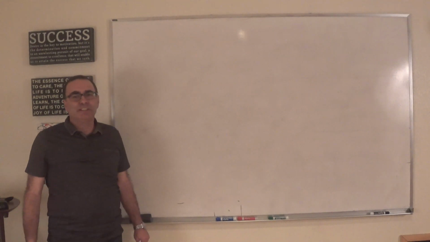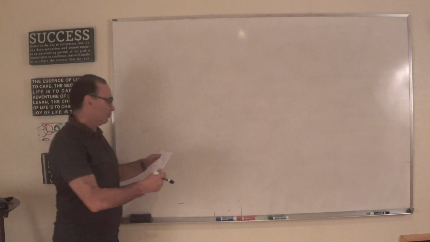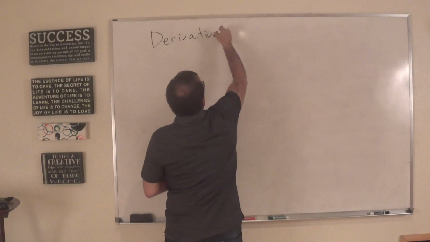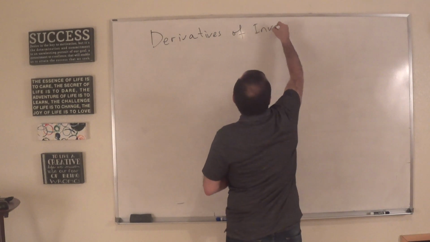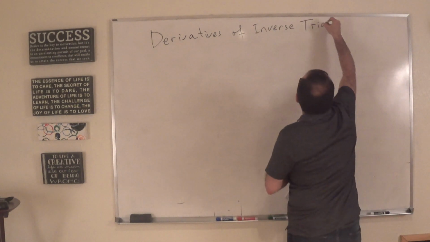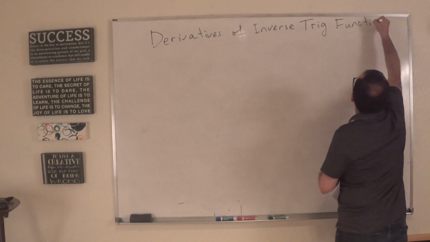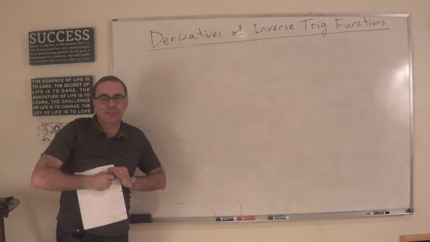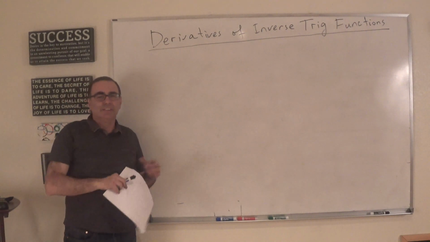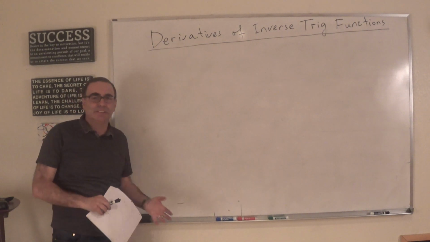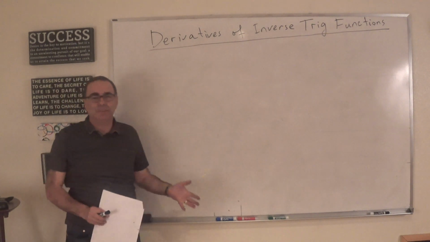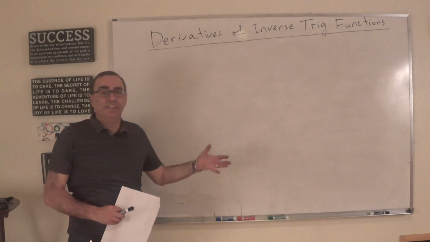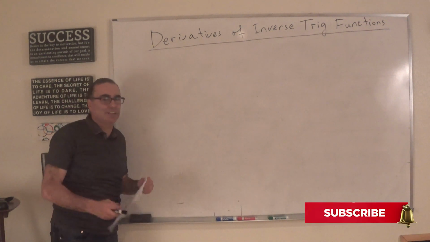So now I will talk about derivatives of inverse trigonometric functions. And since there are 6 trigonometric functions, sine, cosine, tangent, cotangent, secant, and cosecant, each of them has its own inverse, and therefore there are 6 inverse functions and 6 derivatives. So we'll study them all.